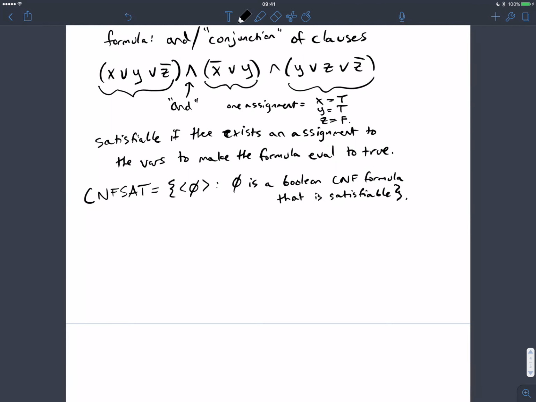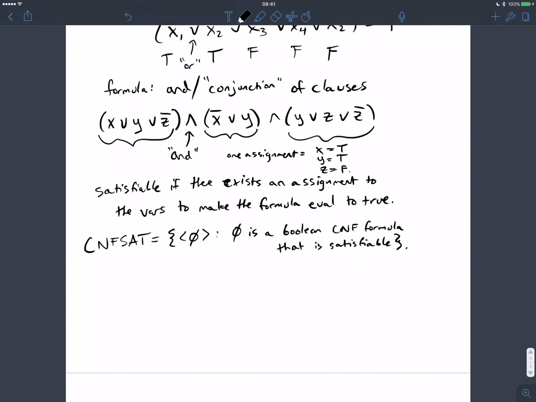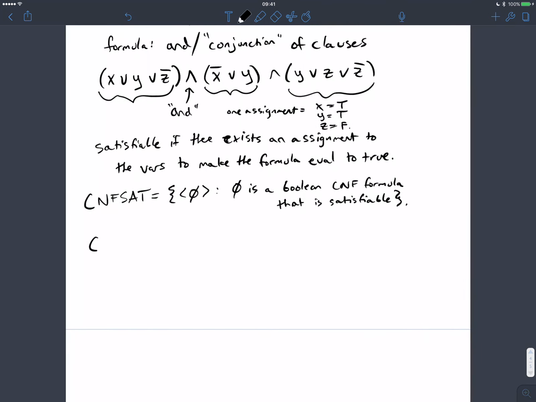Well, I don't know whether this is in P or NP yet, but what is an upper bound on how long this takes? Well, how many possible assignments are there? Well, 2 for the first variable, 2 for the second variable, 2 for the third variable. If I have n variables, how many assignments do I have? 2 to the n. And for each one, I just check whether the formula is true. So, we can actually easily see that CNF-SAT belongs to time of 2 to the n.